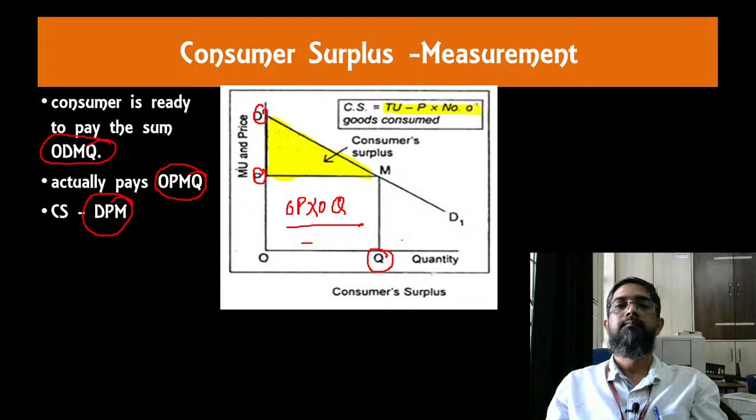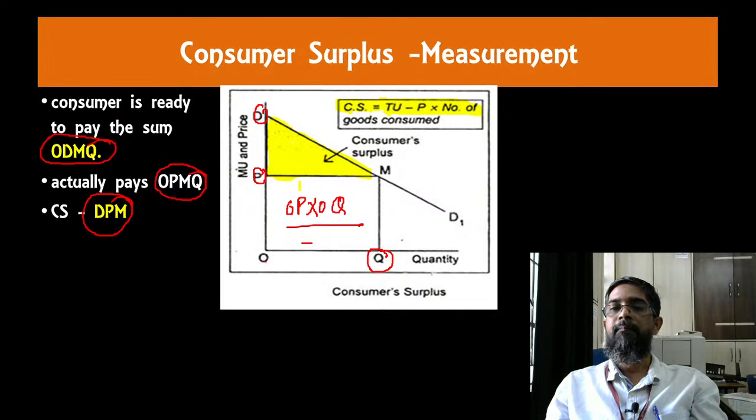And the formula is again written here, you can see. How much is your total utility? Total utility is ODMQ, complete. And how much are you paying? OPMQ, that is P multiplied by the number of goods consumed. So OP multiplied by OQ, this much you are consuming. So when you deduct it, you will get your consumer surplus equal to DPM, or this shaded area.